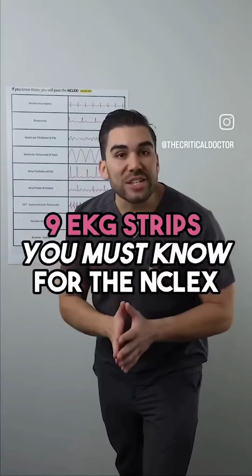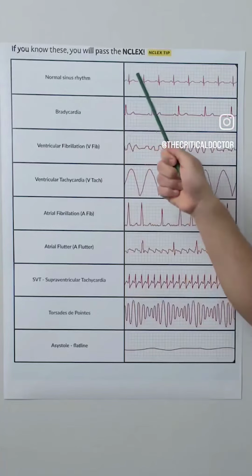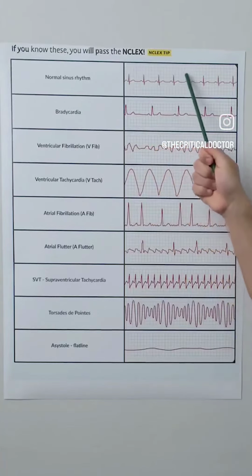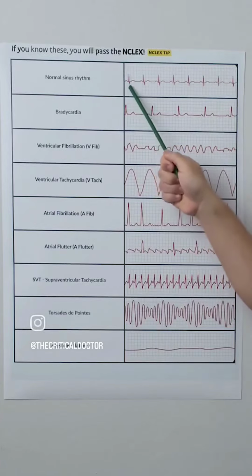Here are the 9 EKG strips you must know for the NCLEX. First is normal sinus rhythm. The easiest way to identify this is making sure that each R peak is evenly spaced apart. Then you want to see if a P wave is present and followed by a QRS.